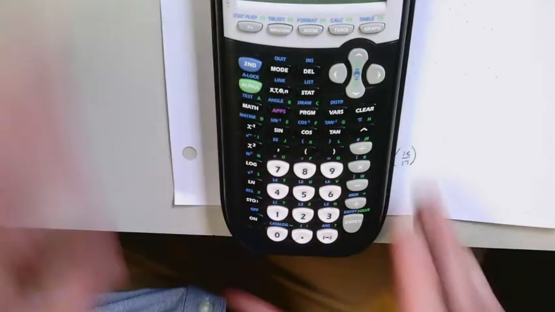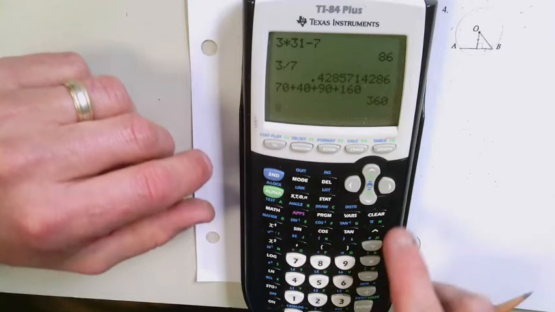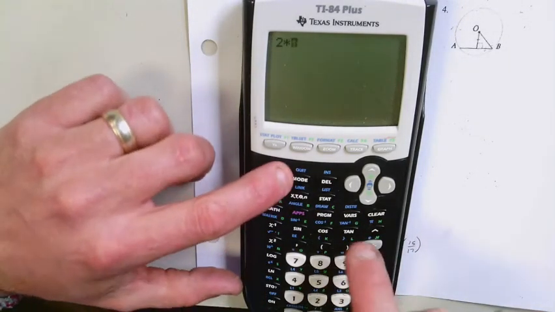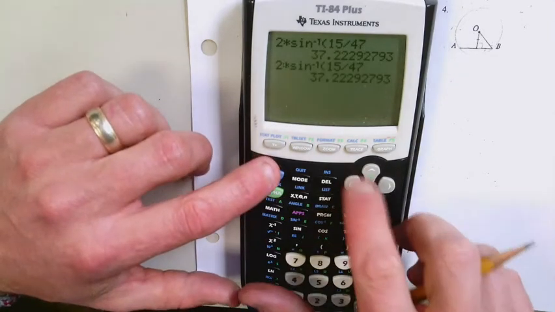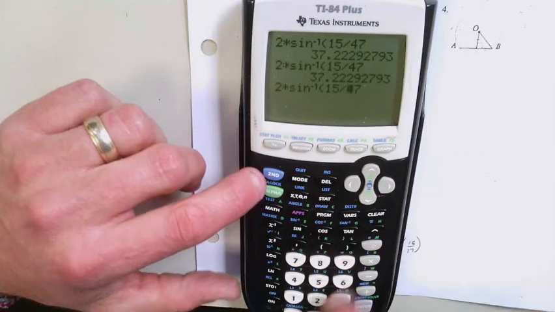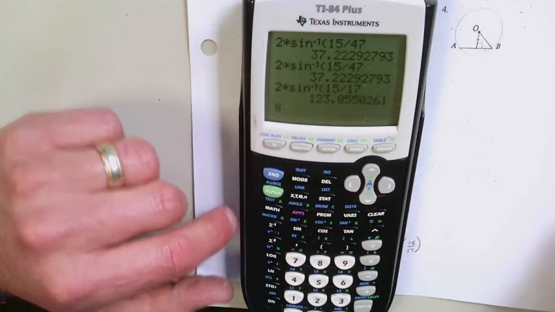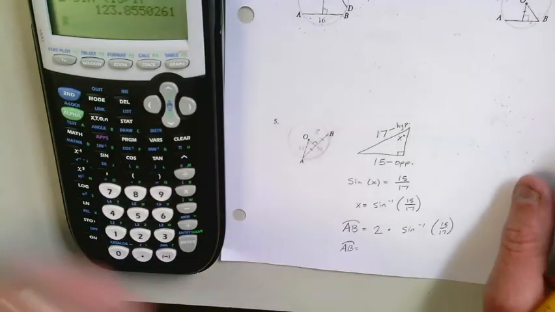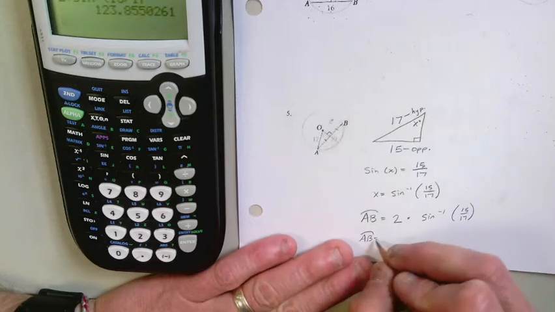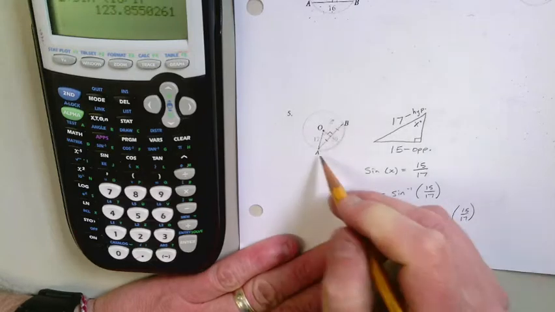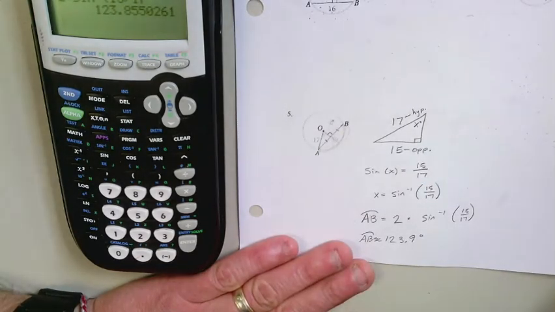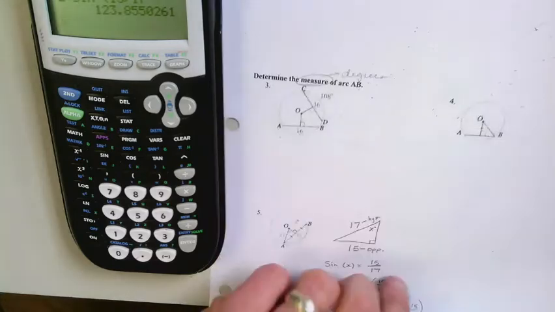So when I plug that into my calculator, let's see what that's going to be. So 2 times the inverse sine of 15 over 17. Let me try that again, I typed in 47. 15 over 17. All right, if you can't see it there, it says 123.8. And I think it says nearest tenths place at the very top, so I'll just put 123.9 degrees for the measure of arc AB. That's the first thing I wanted to cover.